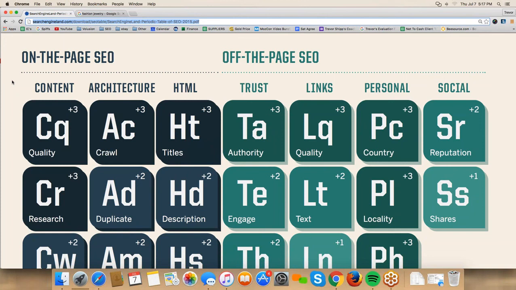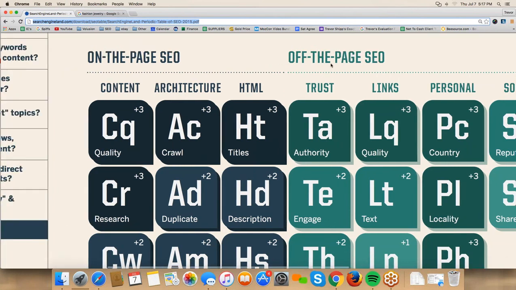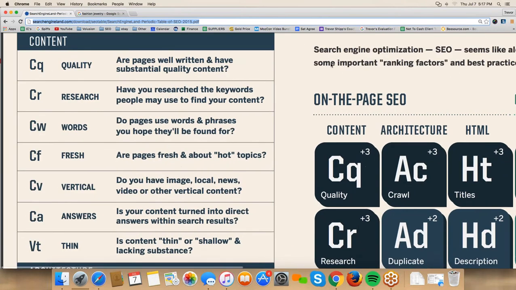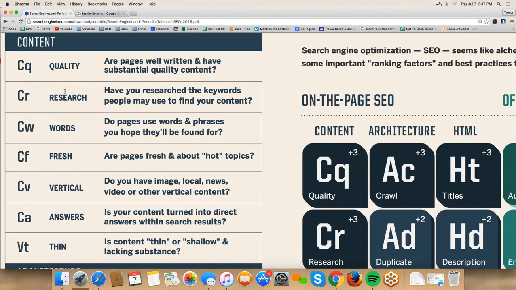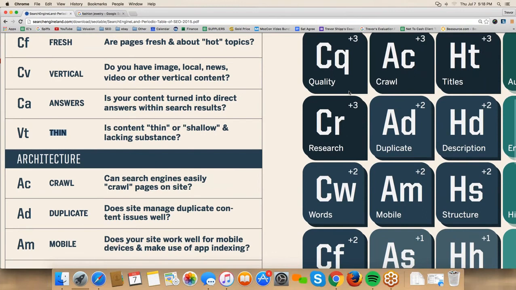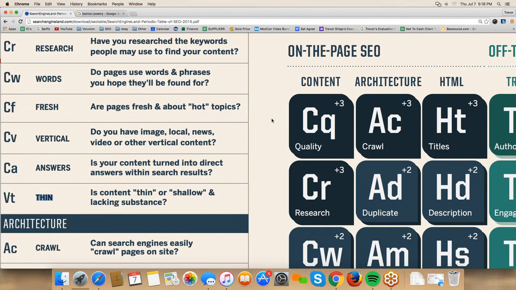And these factors on the document, if you go and actually look at the PDF file that I linked all of you guys to, there's actually an explanation of all these factors right out here on the left. So you have the content section, okay? And content has a number of different items here. It's got one called quality, one called research, one called words, fresh, vertical, answers, and thin, okay? And if you look here in the periodic table, that's all of these that are listed here vertically, right? You see these over on the left-hand column? I guess I could take my pen. It's these going down right here, so on and so forth. That's the content category.